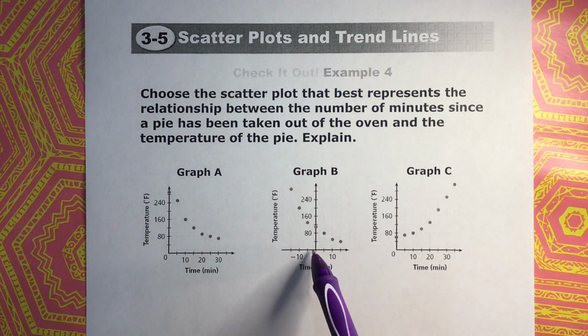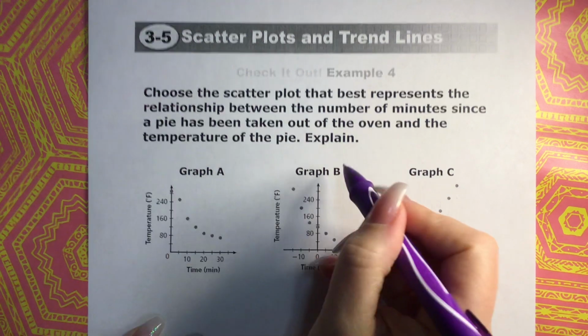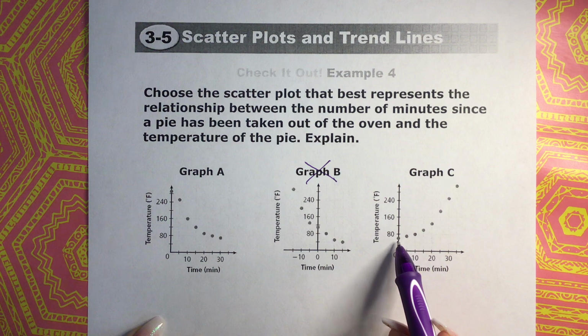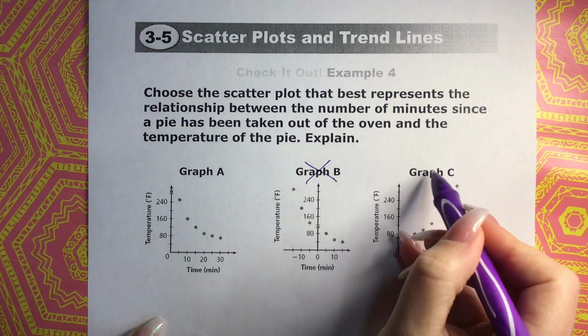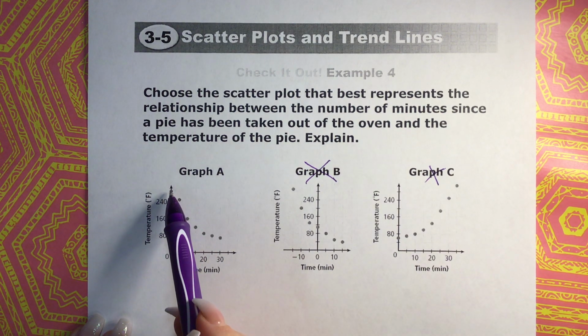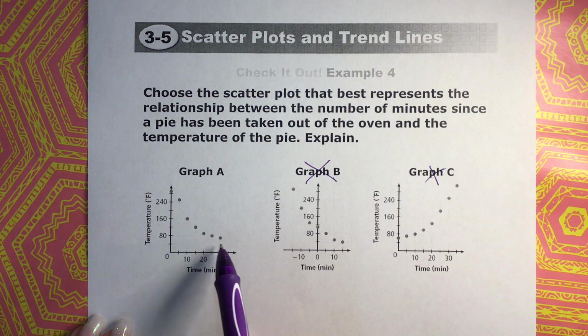So, okay, this one I see has negative time, and you can't have negative time, so that is out of there. This one looks like the temperature gets hotter once it gets out of the oven. That makes no sense. But here, this looks like right when the pie gets out of the oven, it's super hot, and then as time goes on, the temperature decreases.